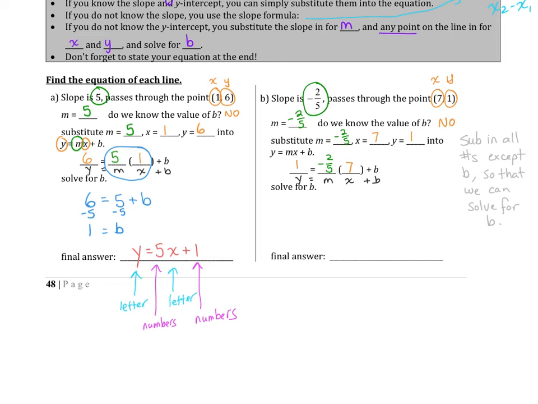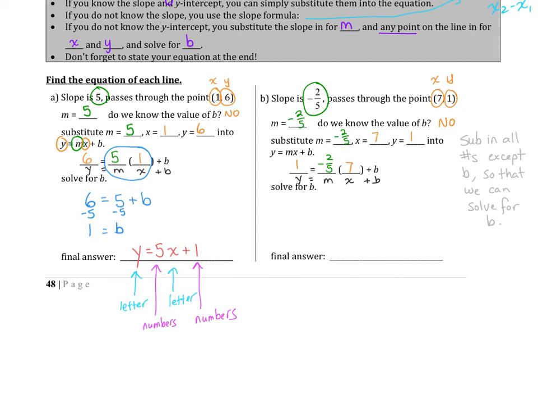Now remember, because this is m times x, you put brackets around the x. You can write 2 over 5 times x, but a lot of the times when people write 2 over 5 times x, they get the multiplication symbol mixed up with the x. So I would suggest putting it in brackets.